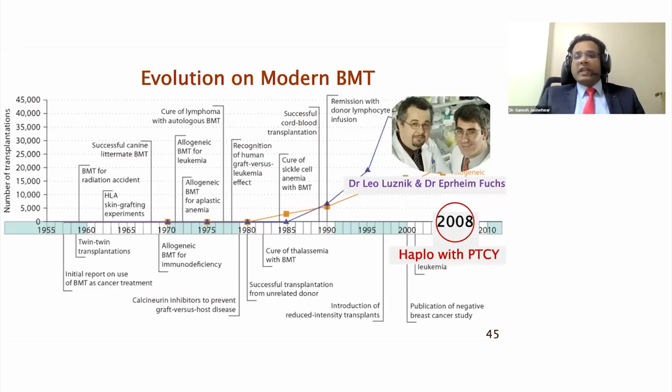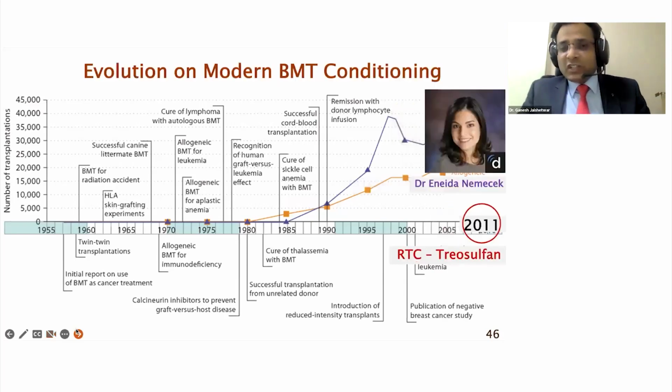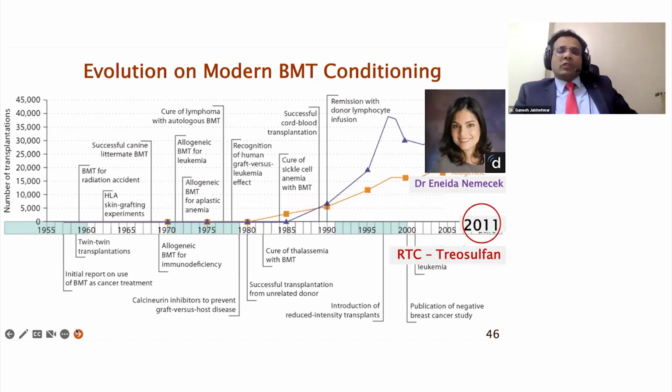And subsequently, the first breakthrough in the field of haploidentical transplant happened in 2008 from the Johns Hopkins group, led by Dr. Leo Luznik and his researcher Ephraim Fuchs, who first described the post-transplant cyclophosphamide platform for haploidentical transplant with very promising results. So that changed the way we do haploidentical stem cell transplant nowadays. And subsequently, in 2011, the pediatric hematologist Dr. Enida Nemecek from Oregon Health University discovered the first reduced toxicity conditioning drug, treosulfan.